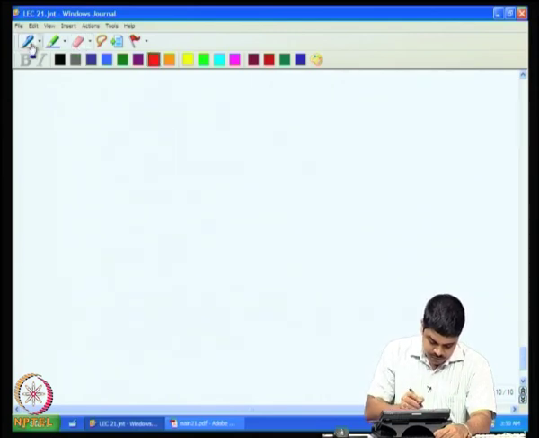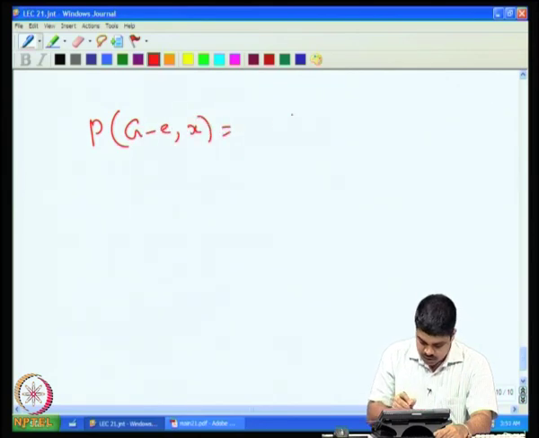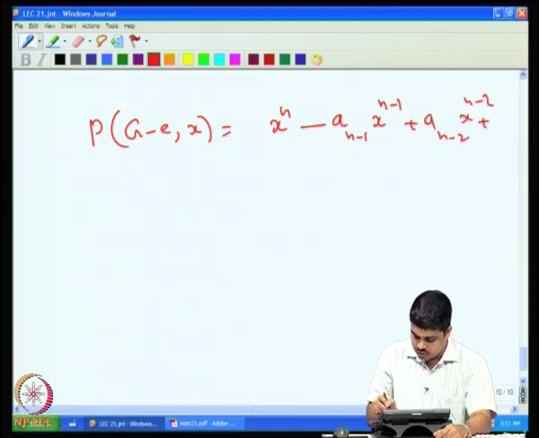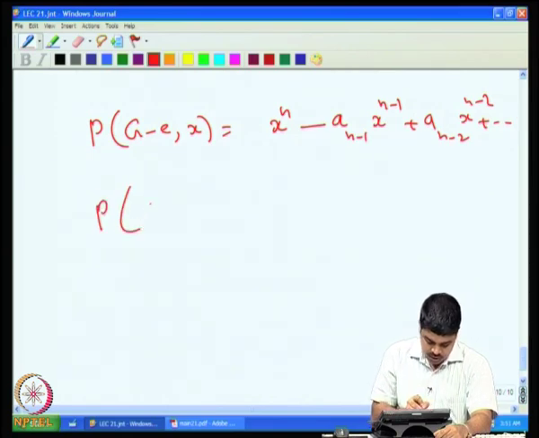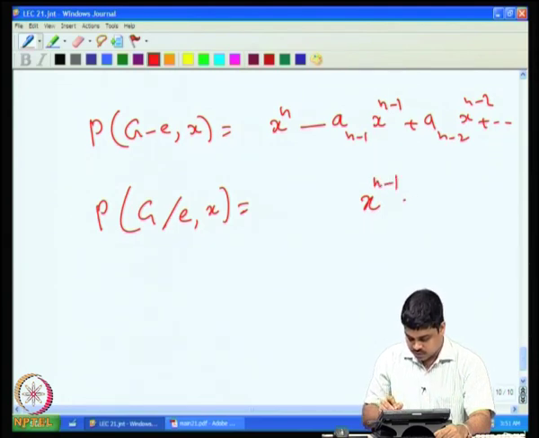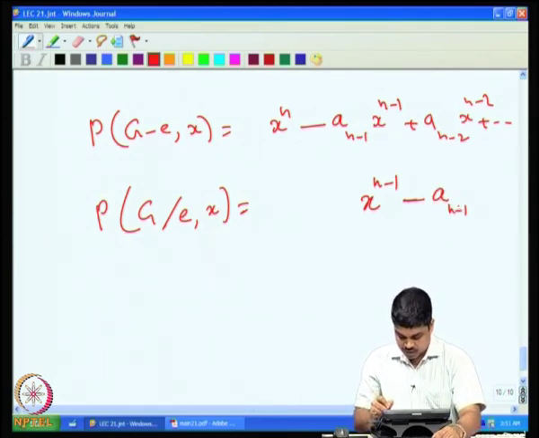So we can write the first one, p of g minus e comma x, as x raised to n minus an minus 1 x raised to n minus 1 plus an minus 2 x raised to n minus 2 and so on. The next one, p of g contracted e, can also be written here. The number of vertices has reduced, so this will start from x raised to n minus 1, and n minus 2 will go here, x raised to n minus 2 and so on.